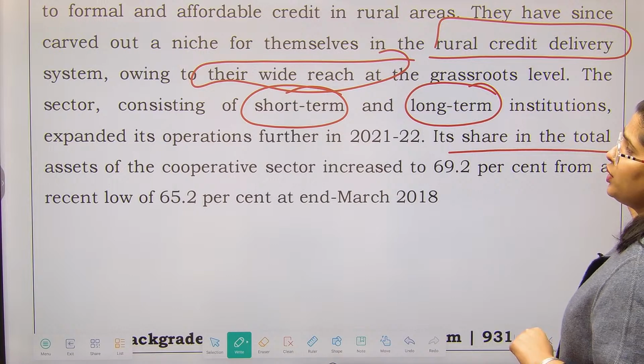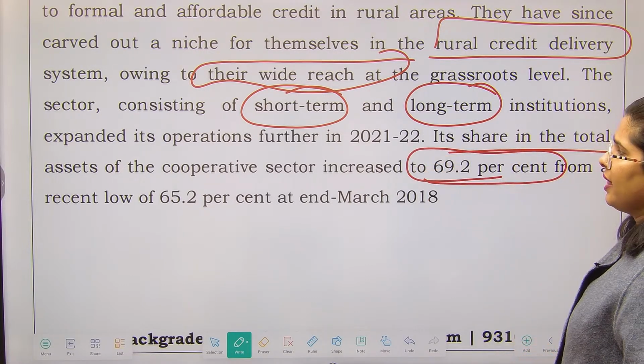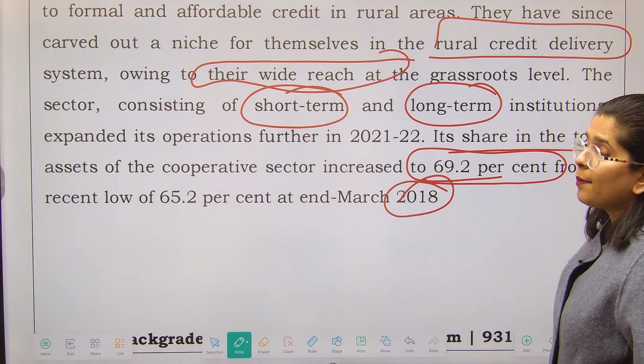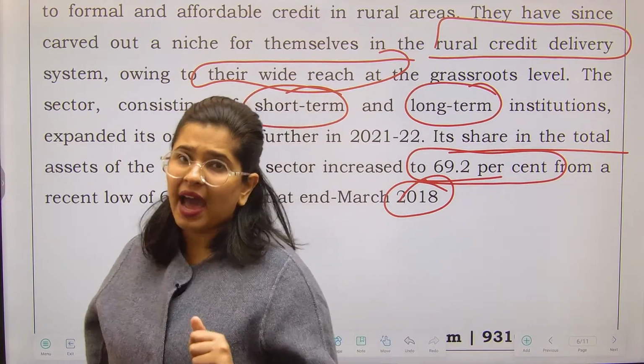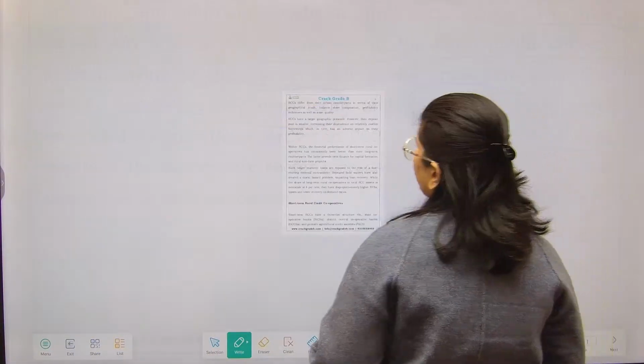Its share in the total assets increased to 69%. Right? There was a low of 65% at the end of March 2018, but now in the total asset size, rural cooperatives are having 69% share. That means that is a lot more.